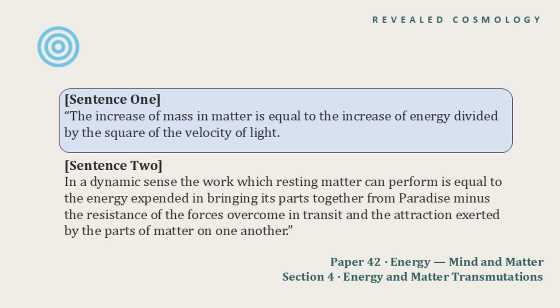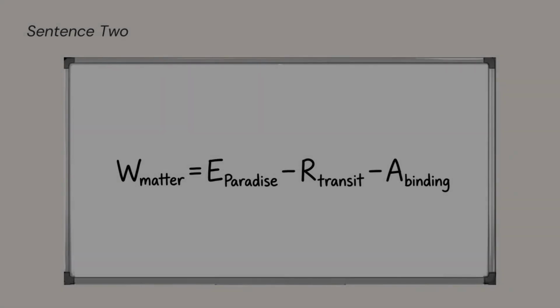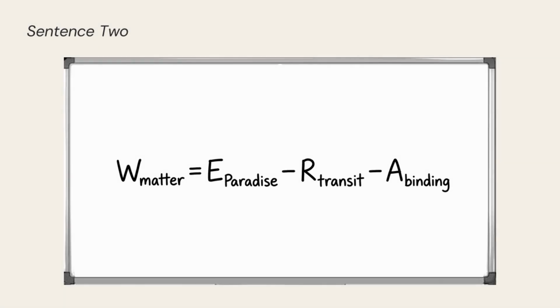The second sentence does something Einstein's equation never attempted. It names an origin and accounts for a journey. Expressed symbolically, W matter equals E paradise minus R transit minus A binding. W matter is the work resting matter can perform. E paradise is the energy expended in bringing the parts of matter together from paradise. R transit is the resistance of the forces overcome in transit. A binding is the mutual attraction exerted by the parts of matter on one another.